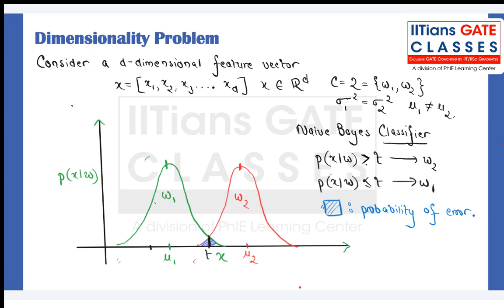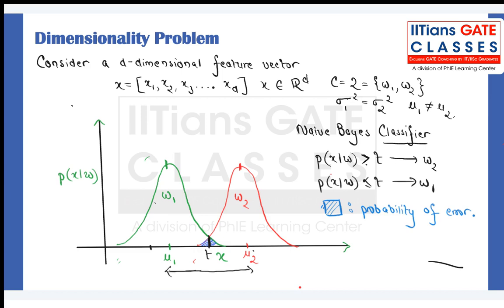So one solution to reduce the error is if I somehow move this distribution a bit to the right, which means my mu2 will change, or in other words, if I can increase the separation between the means, then the overlap will decrease. My standard deviation has not changed, so the width of the curve is the same. But if I can increase the separation between the means, that could be one way by which I can reduce the probability of error, because then the overlap will be much lesser.